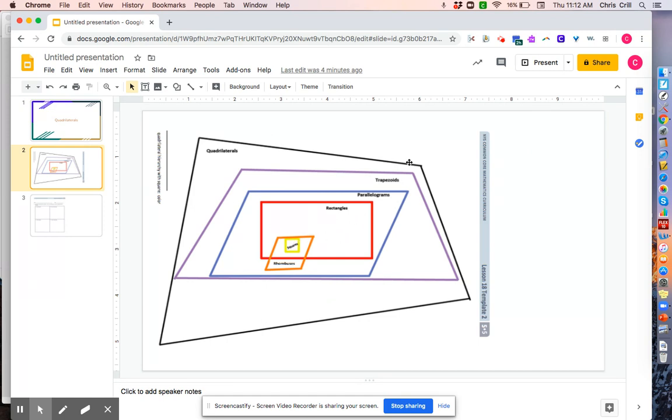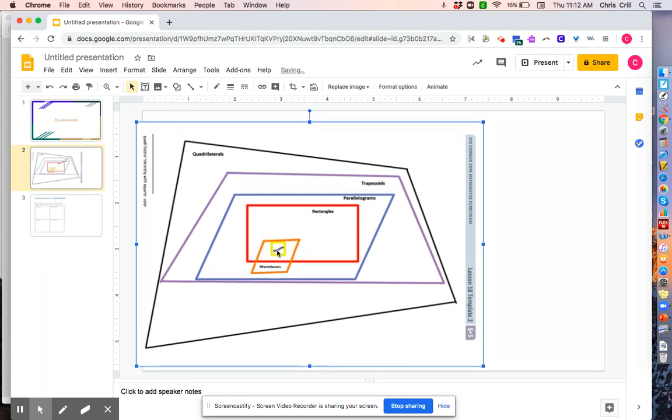I want to start with this diagram. You're going to see this diagram at the end of every lesson. This is actually the last lesson, lesson 18, but I want to explain how it works. So if we take a look right here, we see a square in the center. That's telling us that a square has all the other attributes of all these other types of quadrilaterals.